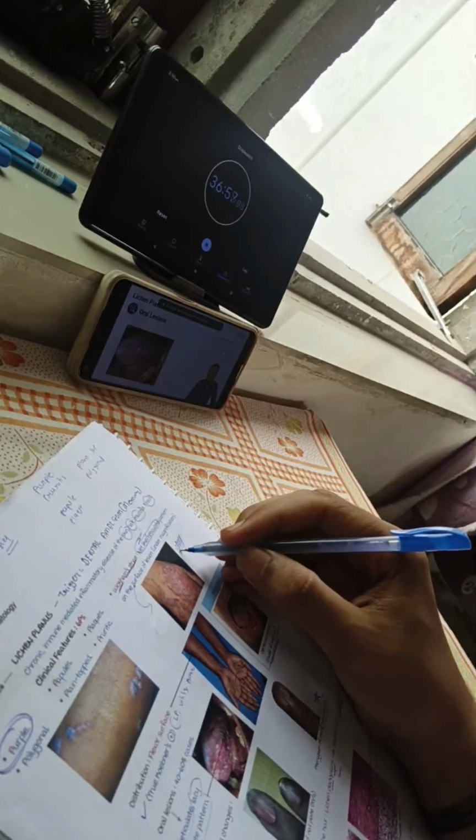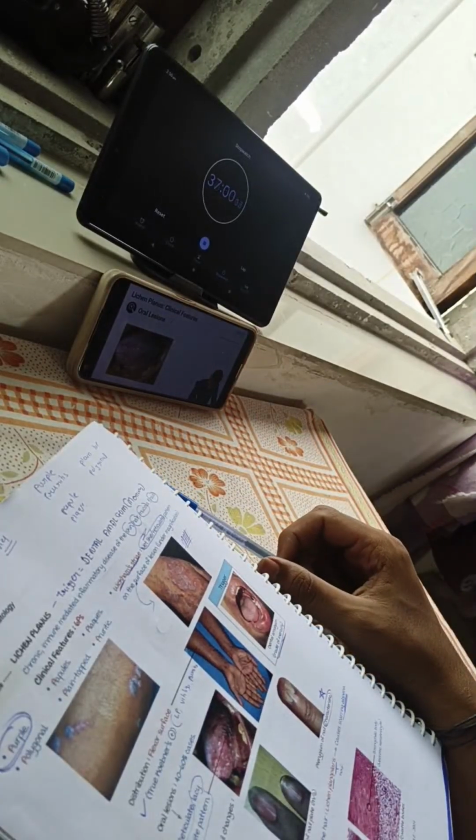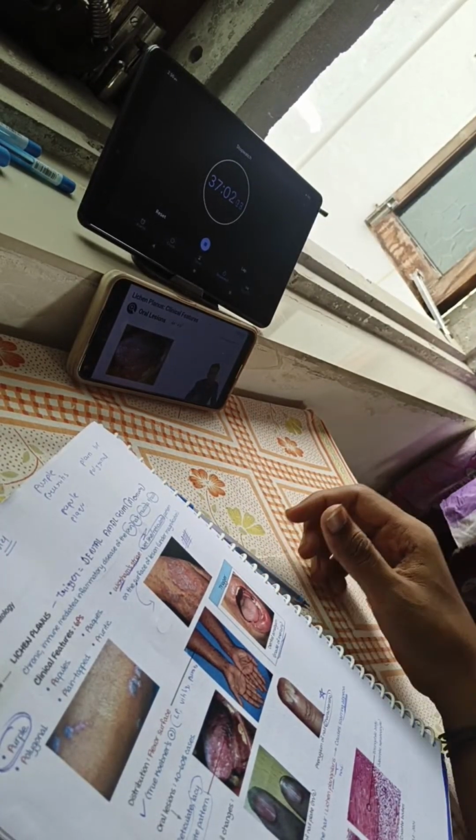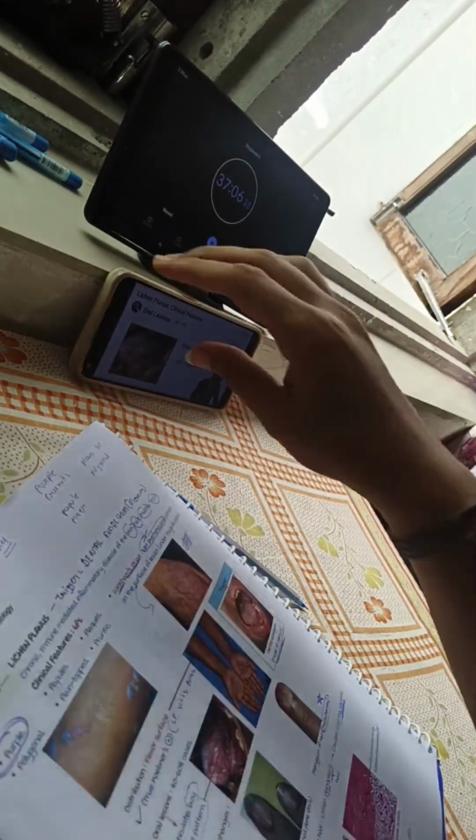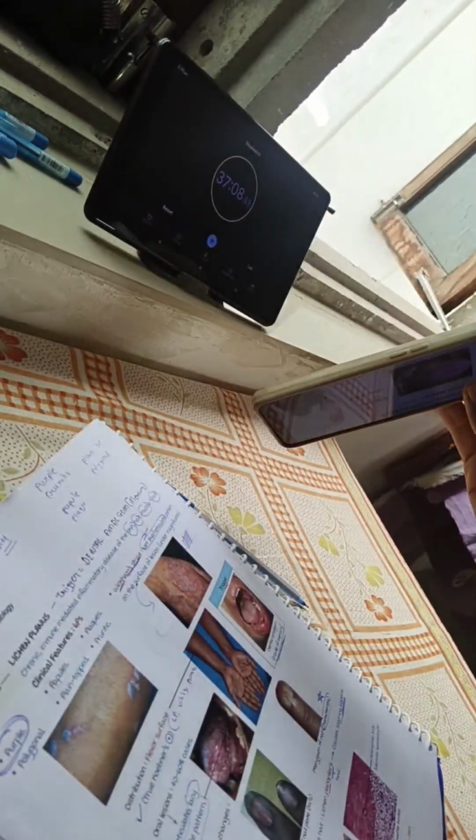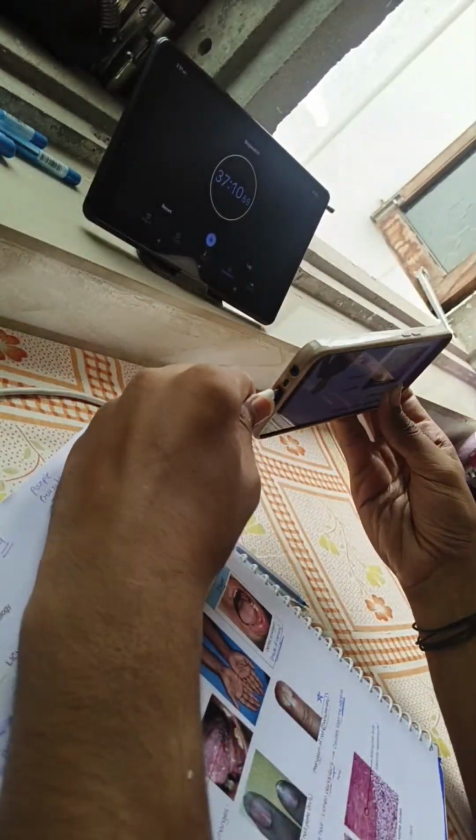After examining the skin, let's look at the oral cavity. The oral cavity lesions are seen in 40 to 60% of the patients with lichen planus. The pattern that we get here is very similar to the skin lesion. You get a reticulate, lacy white pattern.